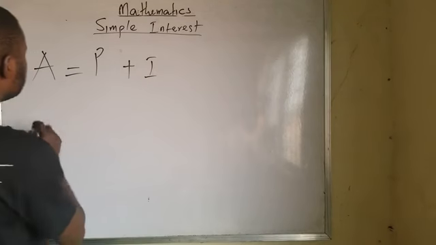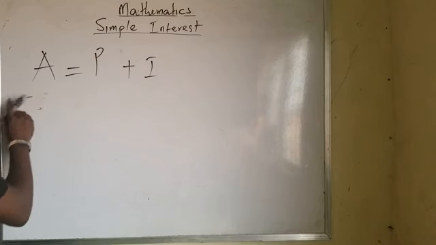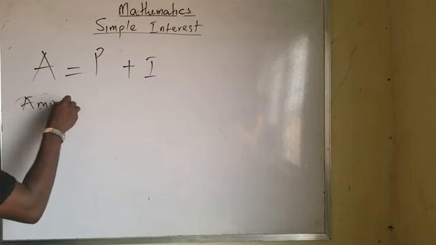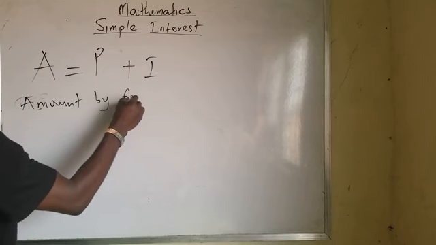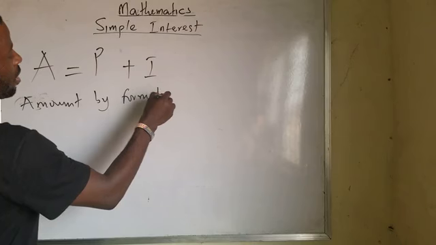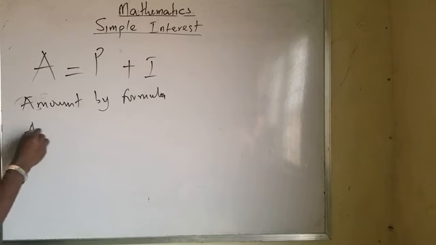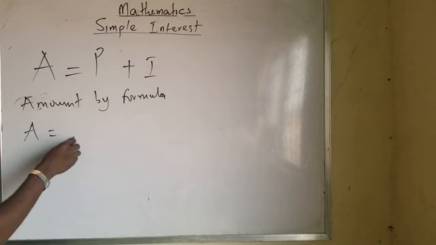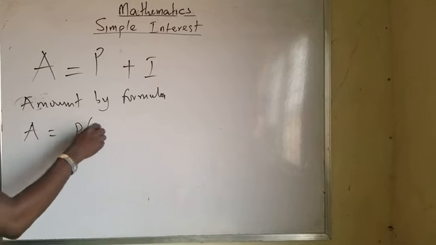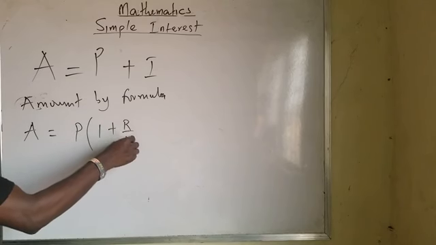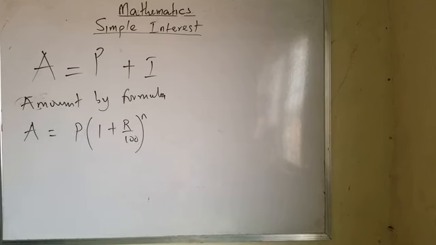Now, by formula, amount will be equal to principal times (1 plus R%) raised to the power n. R% raised to the power n. Now, when we talk about R%, I think this is the rate percent.